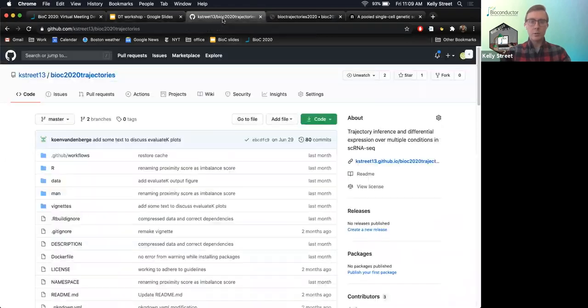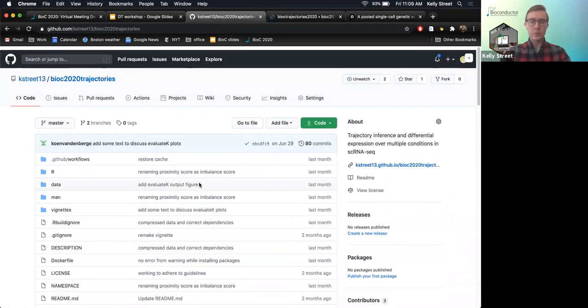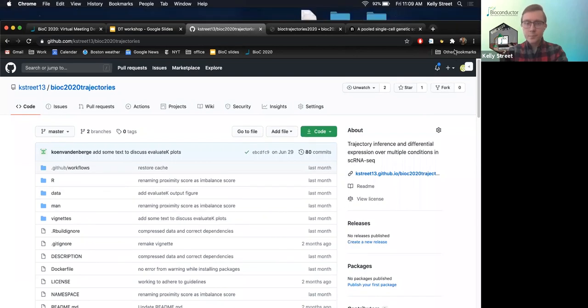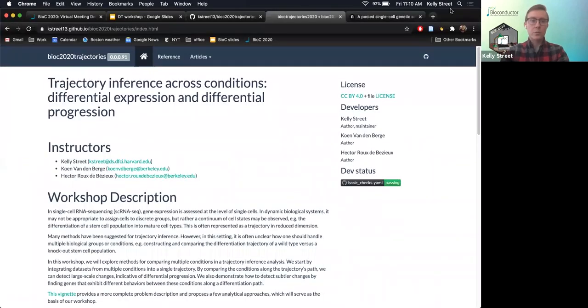I'm going to point out our GitHub page if anybody wants to play around with anything there. But for the most part, the Zoom stuff keeps getting in the way, sorry. I'm just going to present from our website, which is kstreet13.github.io/bioc2020 trajectories. And this is the website generated automatically by our repository.